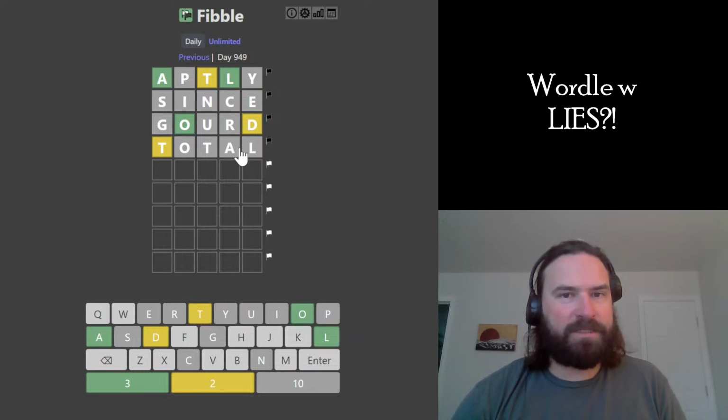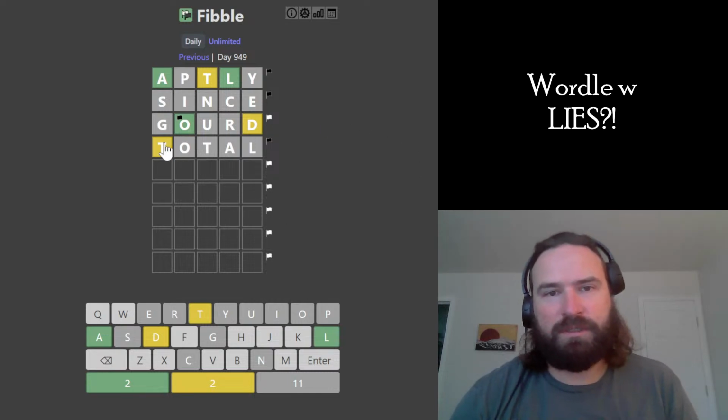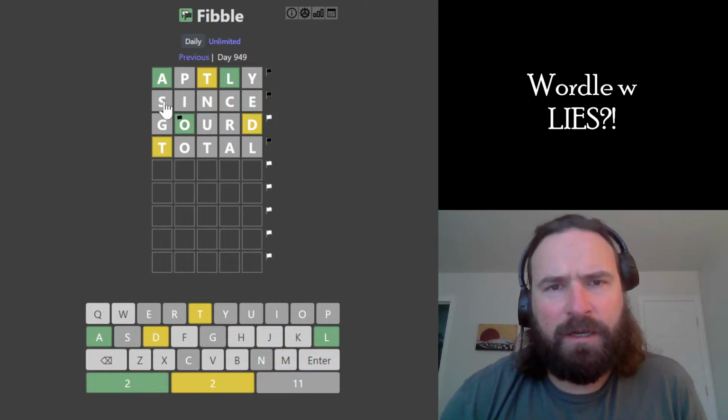So our lie has to be coming from either A or L in both of these guesses, aptly as well as total. So since the lie has to be coming from here, that means O must be telling the truth, so O has to be lying here, which means we have a D, a T, either an A or an L, and then some letter from since. So this was a very helpful guess. We have a D, a T, either an A or an L.